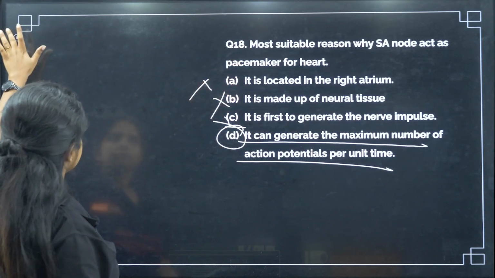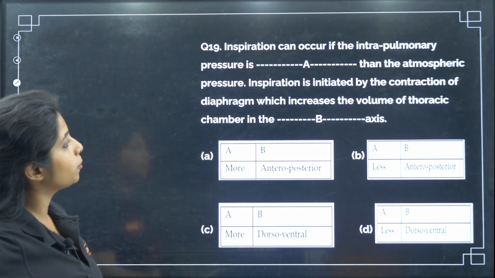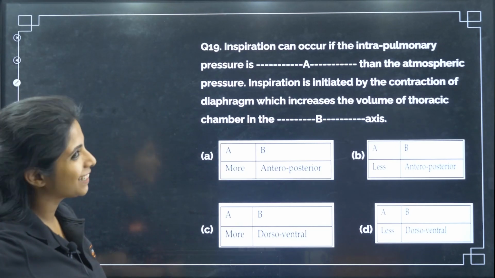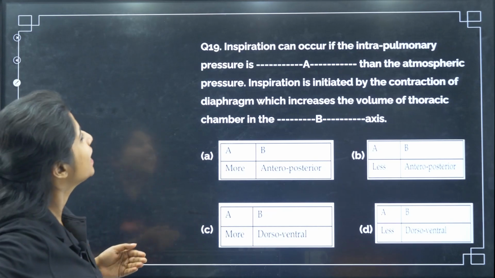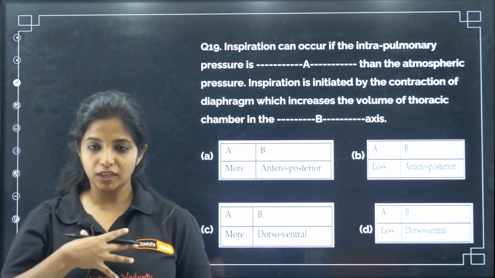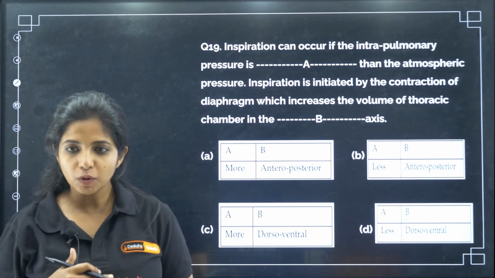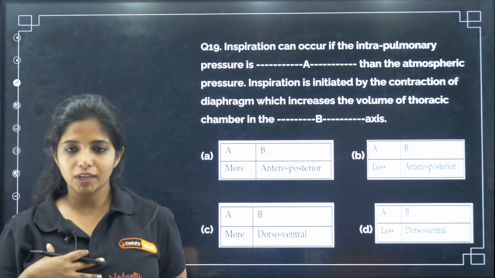Okay? Next, inspiration can occur if the intrapulmonary pressure is low. I told the answer. Inspiration can occur if the intrapulmonary pressure, that is inside the lungs, the pressure which is there, it is dash than the atmospheric pressure. Lower than the atmospheric pressure, that's when only inspiration can occur.